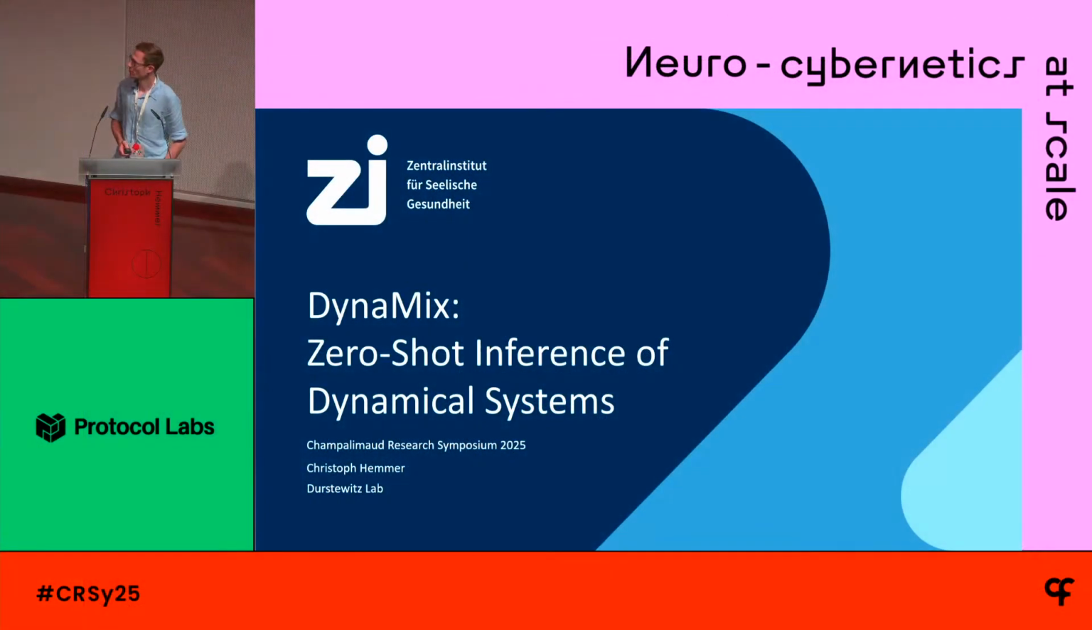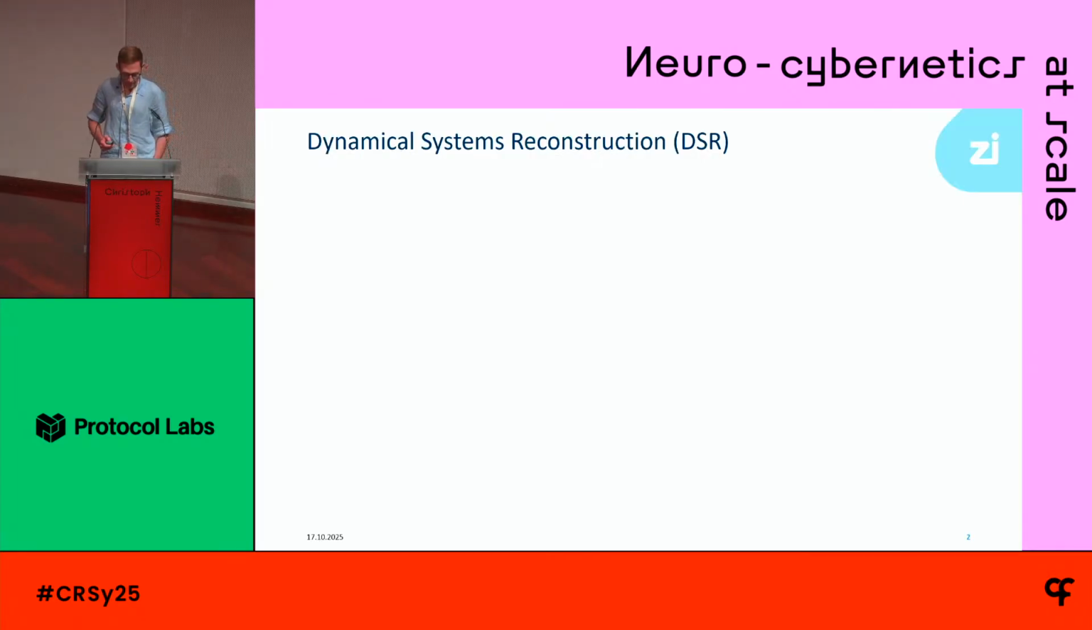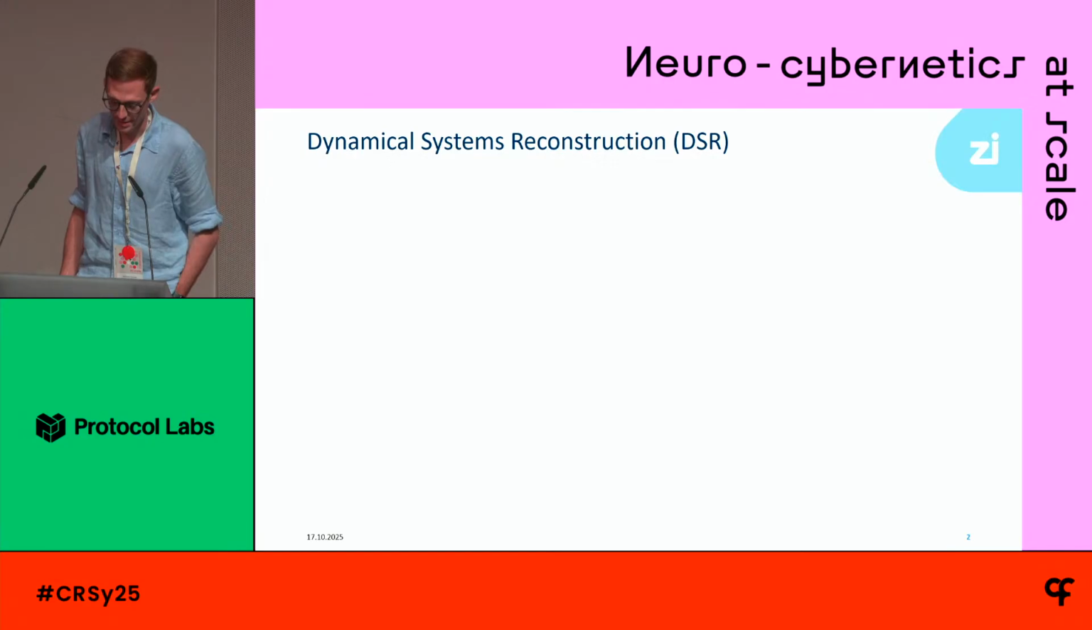So, we introduce a new architecture called Dynamics, where we try to follow the trend in large language models to generalize to new tasks using contextual information. So, a bit first to the task setting.